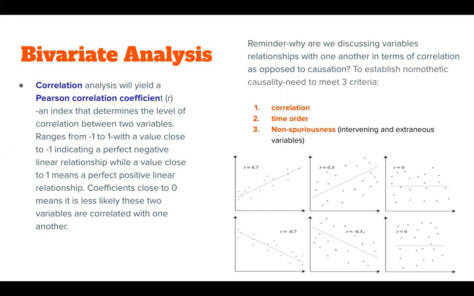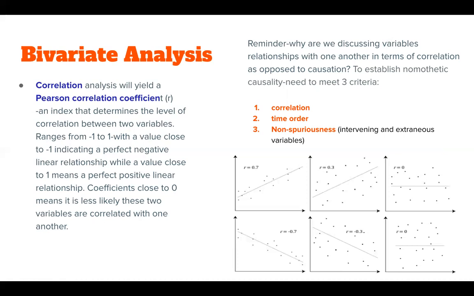Now, before we start talking about regression, just a reminder, why are we discussing these variable relationships in terms of correlation as opposed to causation? Because I said that these are independent and dependent variables, but I'm talking about them in respect of them being correlated together, not in respect of the IV causing the DV. And that's because, and this is a reminder about material from chapter 4, in order to establish causality in social science, that nomothetic causality, you have to meet 3 criteria. The first criteria is what we're establishing right now, which is correlation.